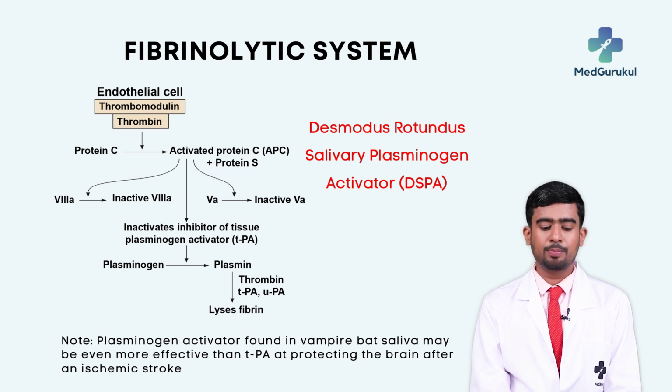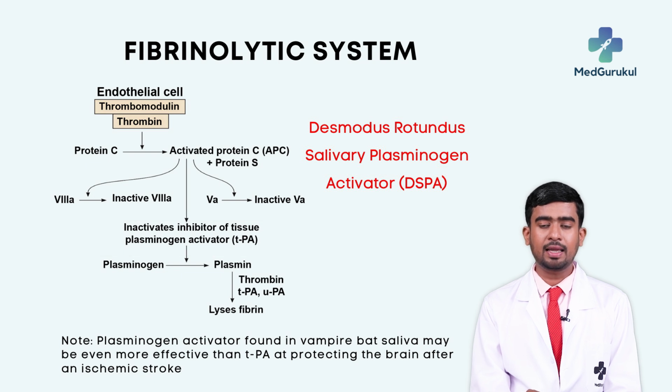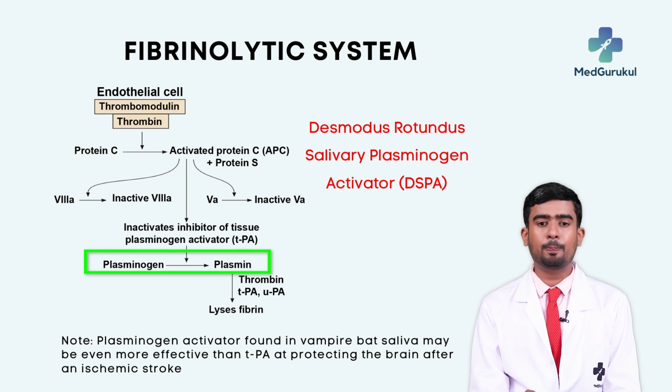Now, another most important function of protein C is this central arrow, that is, it inactivates the inhibitor of tissue plasminogen activator. That is, indirectly it will activate plasminogen. It will inhibit the inhibitor, so this is disinhibition. So, it activates the plasminogen activator, thereby plasminogen is converted to plasmin.